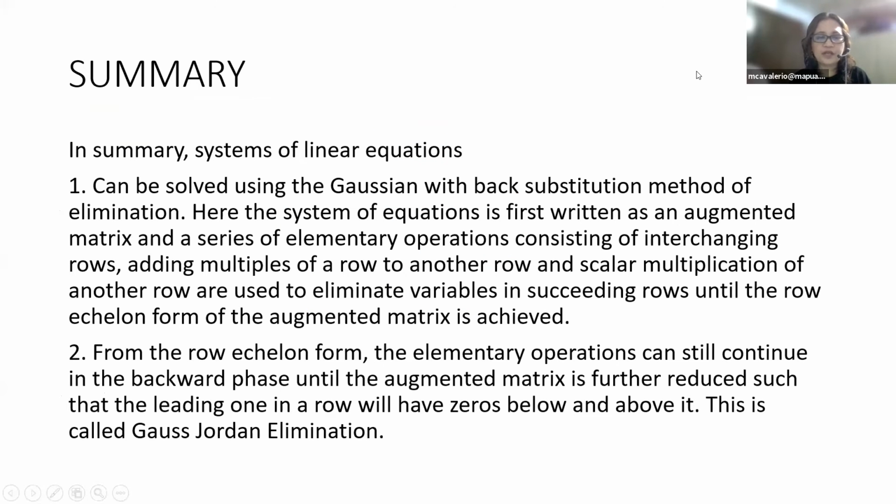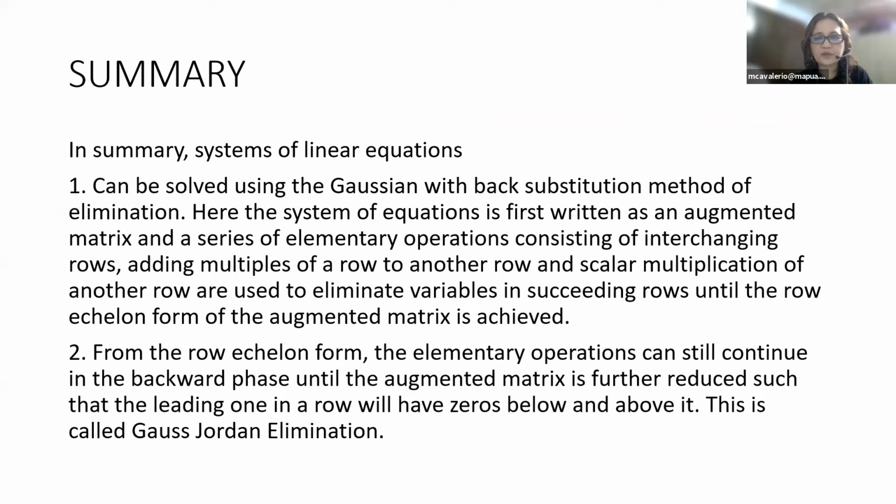We have come to the end of Module 1. So let us list down some of the important takeaways from all the discussions. In summary, systems of linear equations can be solved using the Gaussian with back substitution method of elimination.